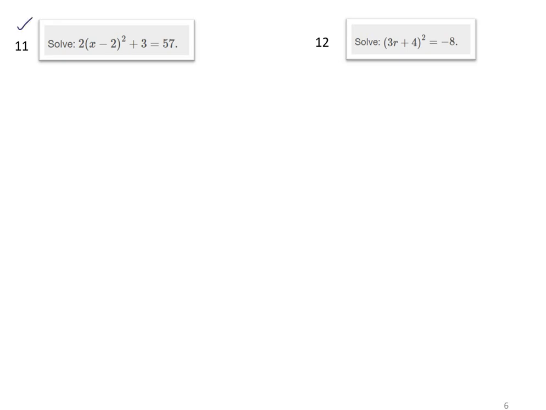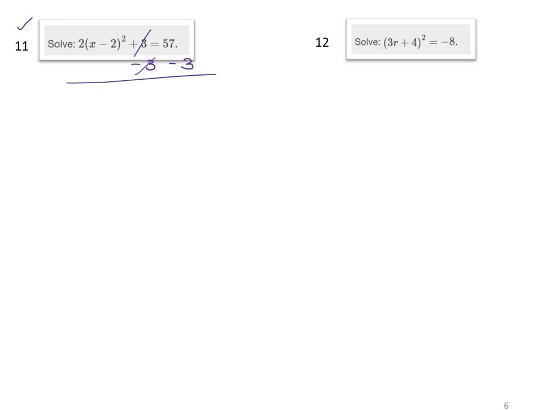Now, we can have another one. So, question number 11. Here, it's slightly different from the previous one. Again, the process is the same. We want to eliminate the term containing the variable. So, here we have x minus 2 the whole square. First of all, you want to eliminate that one. For that, we can subtract 3 from both sides.